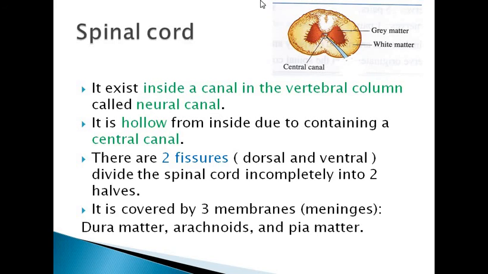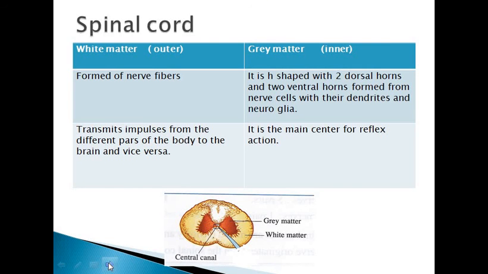Also, there are 2 fissures in the spinal cord. One is called dorsal and the other is called ventral. They divide the spinal cord into 2 halves, and it's not completely separated. The spinal cord is formed of 2 parts, outer part and inner part.